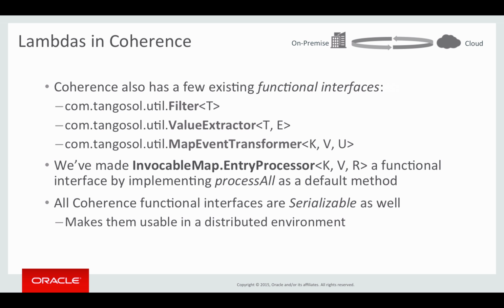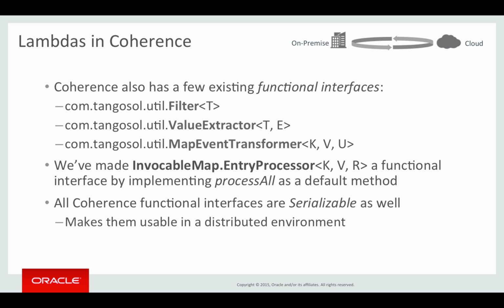We've also made the EntryProcessor interface a functional interface. EntryProcessor used to have 2 abstract methods, process and processAll. We've implemented processAll as a default method, which effectively turned the EntryProcessor into a functional interface. So now we can actually use lambdas to represent entry processors. The good news is that all Coherence functional interfaces are serializable as well, which means that they are usable in a distributed environment, and we will get lambda metadata when we use one of our own interfaces.